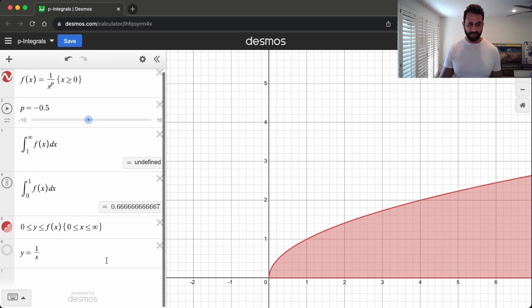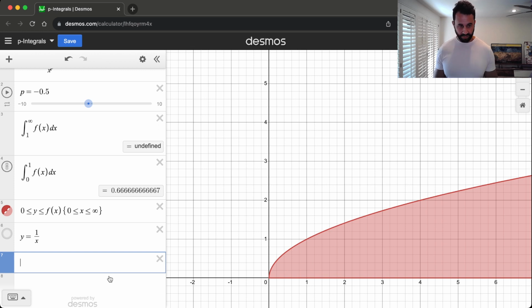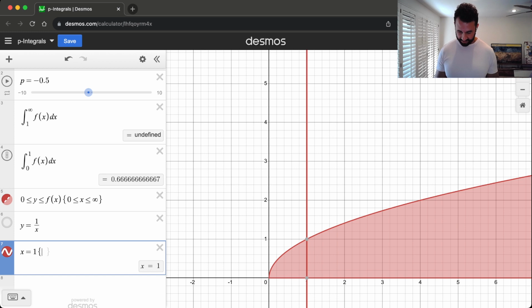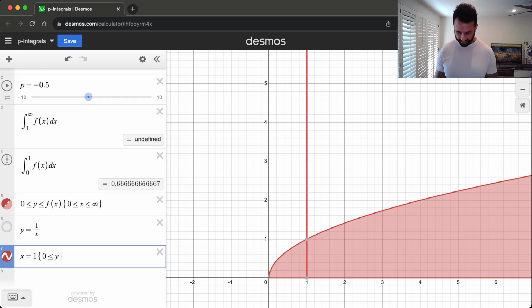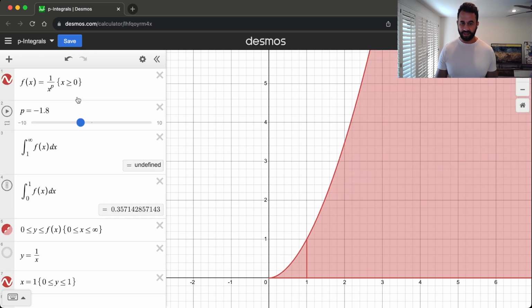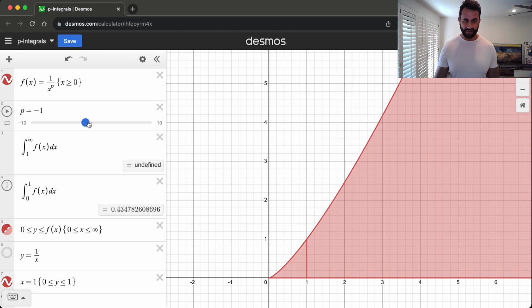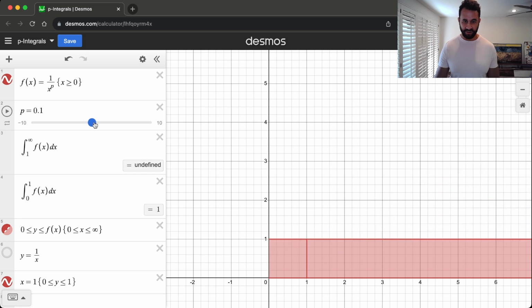In fact, maybe I can do this real quick. Maybe I can put in a line, x equals 1, but we're going to say 0 less than or equal to y less than or equal to 1. There we go. So this is kind of like the dividing line. So for this integral, we're only finding the area of this, and that'll be finite. Even if p is large and negative, it'll be finite. But obviously the area from 1 to infinity will be infinite, as you can see right here. So there's the intuition for what's going on right here.